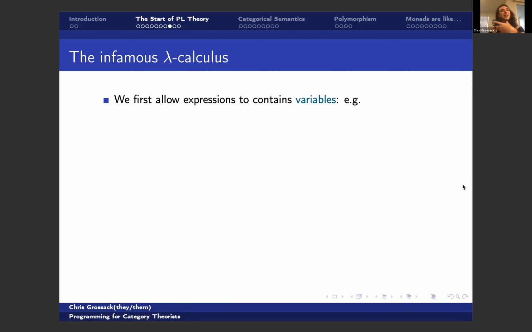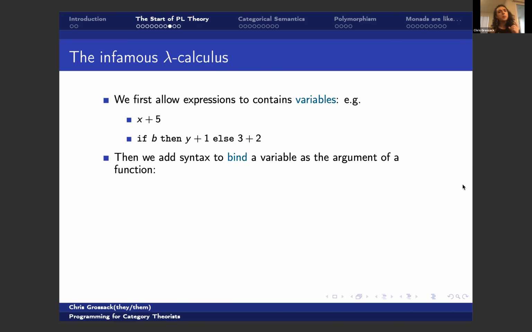So now we get to the infamous lambda calculus. The idea is we have all of our old expressions, but we're also going to allow our expressions to contain variables. So for instance, x plus 5 is now going to be a valid expression. And if b, then y plus 1, else 3 plus 2 is going to be a valid expression. And then once we have these expressions with variables in them, we're going to bind these variables.